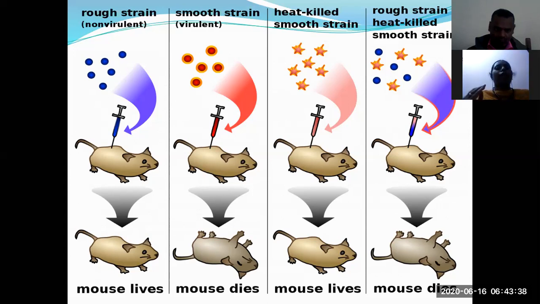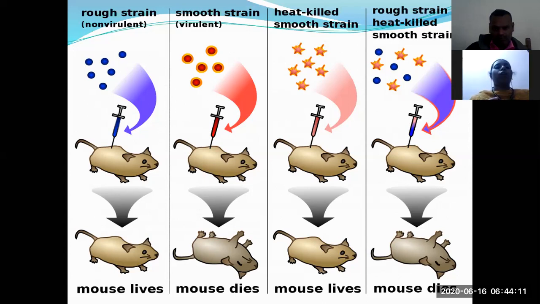So he goes for another analysis. He mixed this rough strain and heat-killed smooth strain. You see, heat-killed smooth strain doesn't cause a disease. Rough strain also doesn't cause a disease. But when he mixed this rough strain and heat-killed smooth strain, unexpectedly this mouse died.